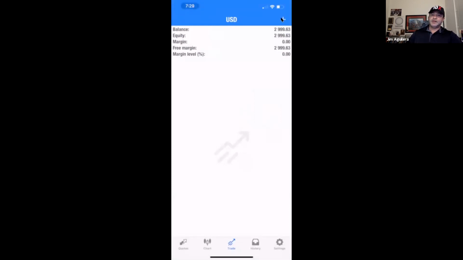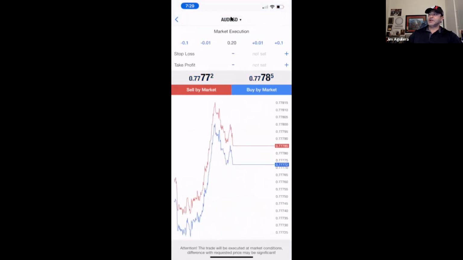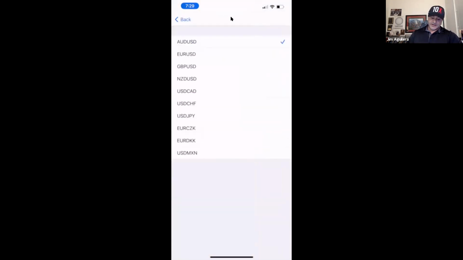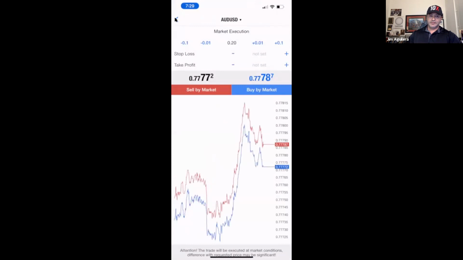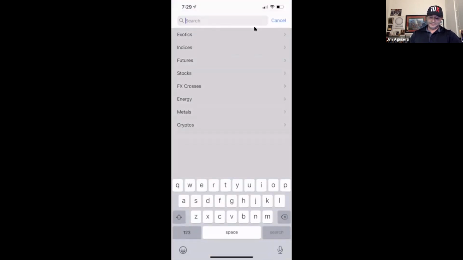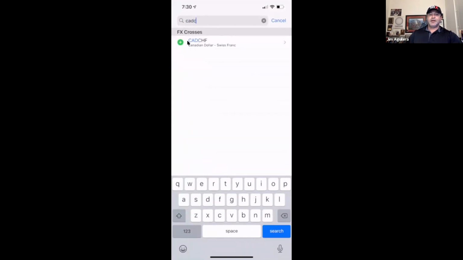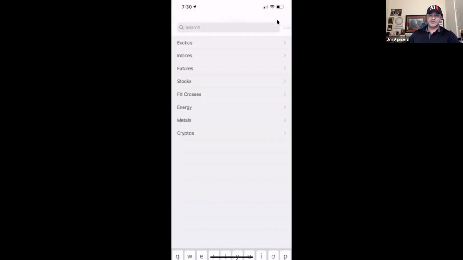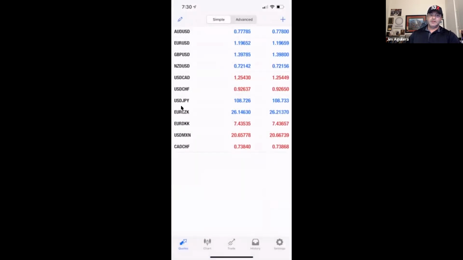So in this example, I'm going to hit here to add a trade. And then I'm going to change the pair to Canadian dollar Swiss franc, which I don't have here on my demo account. So I'm going to go back and add it by going down here to the quotes, hitting add, and searching for it here. And when I hit plus, it'll disappear from here because it's been added to my list of currencies I can trade. So now I can trade it.